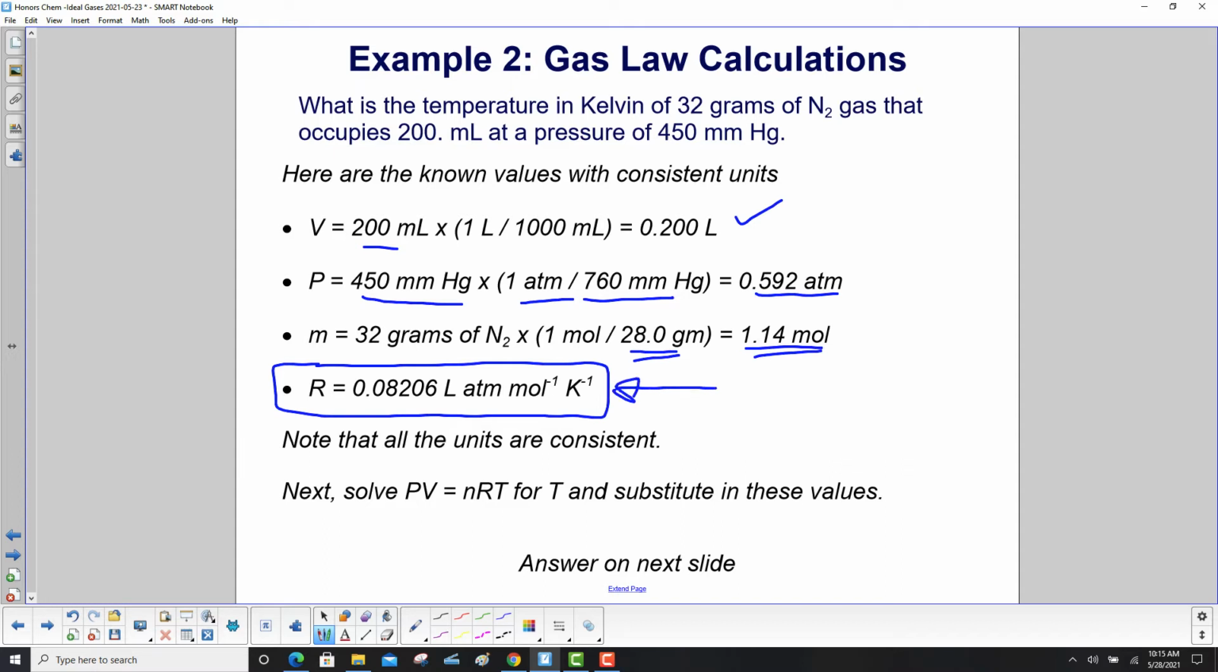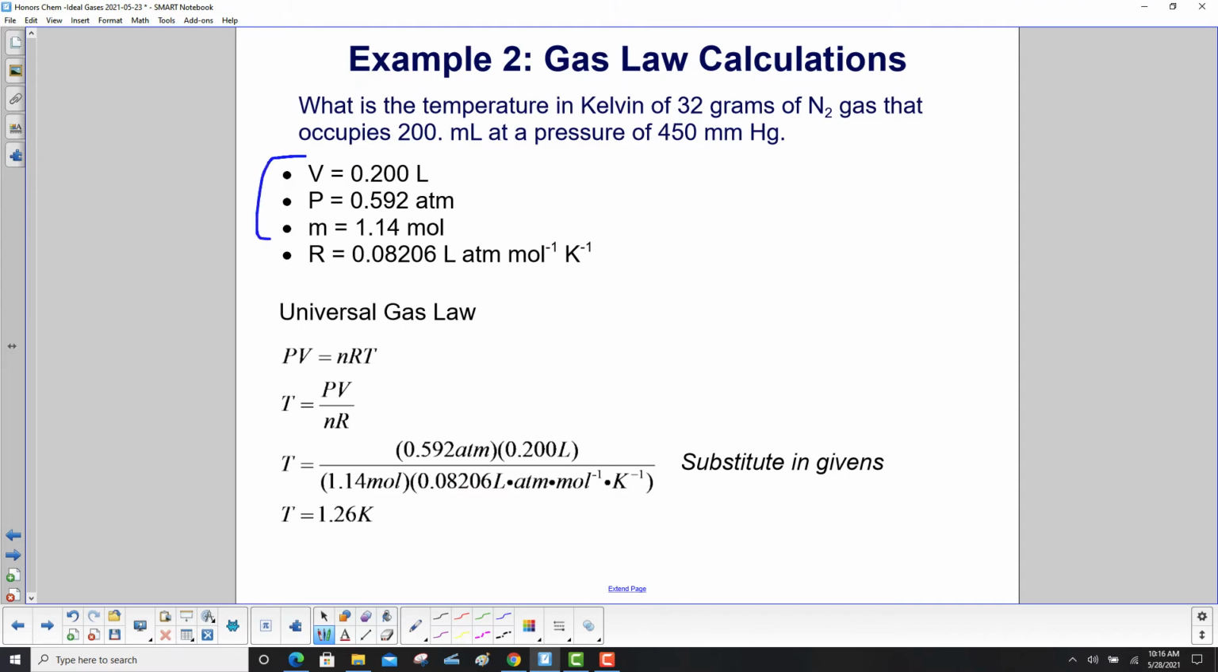Next, solve PV equals nRT for T and substitute in those values. Here are our givens appropriately converted so that they will match with our gas constant in the universal gas law. So PV is nRT. Solve for T by dividing both sides by nR. Substitute in our givens along with the units. Carry out the math, cancel out like units, and we get a temperature of 1.26 K.